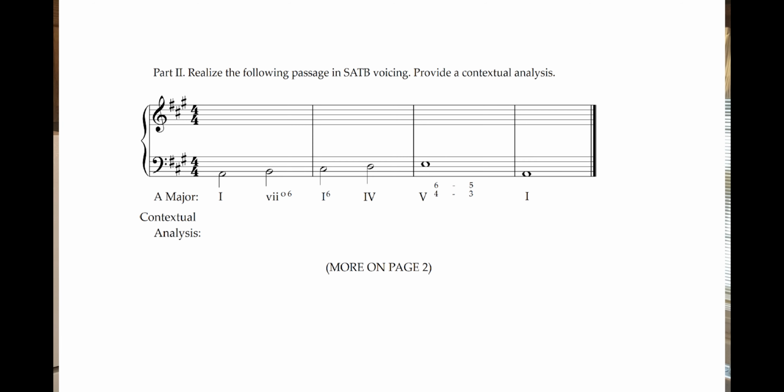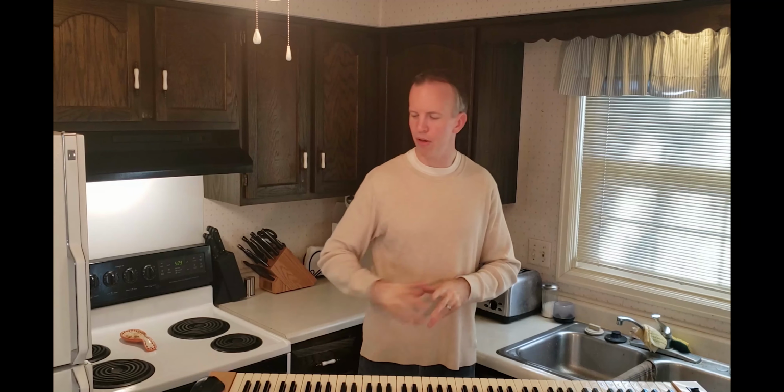Should be okay. What the heck is happening in measure 3? 5, 6/5, 4/3. I see those 2 levels of dashes, and I know that we're talking about a cadential 6/4. So give that a shot, and when you're done, provide a contextual analysis. See how maybe these chords in inversion can be used to sort of bridge the gap within a phrase area.